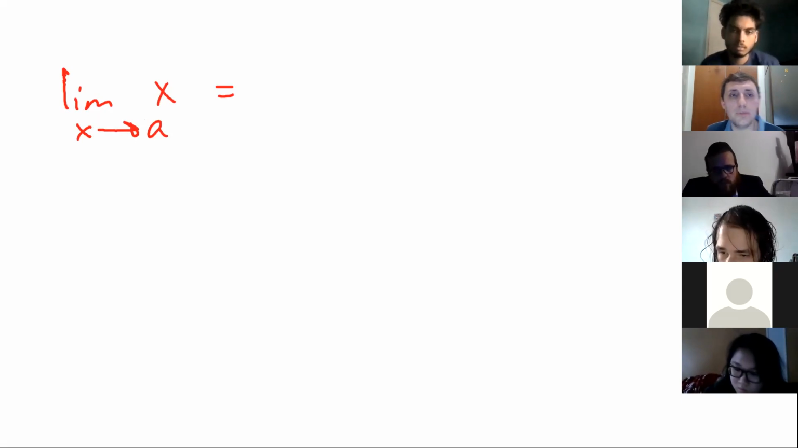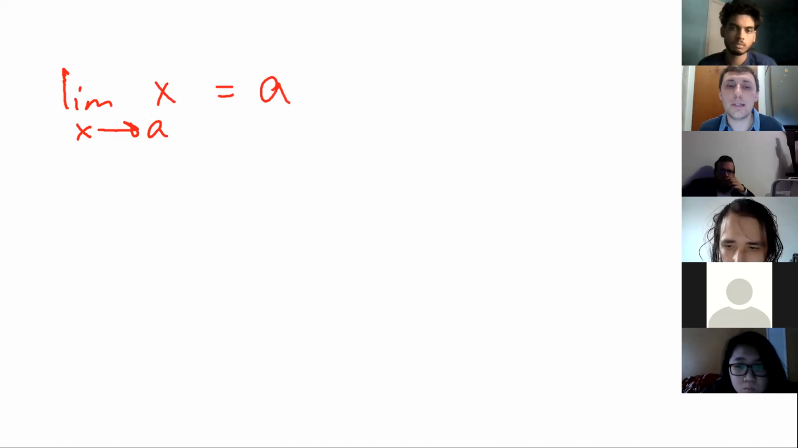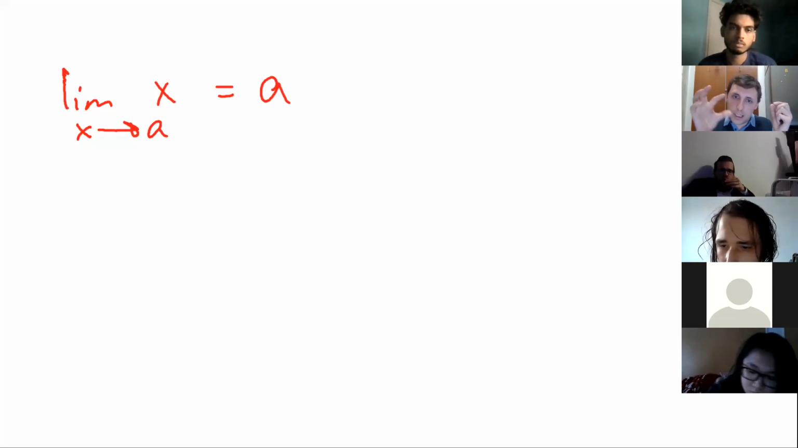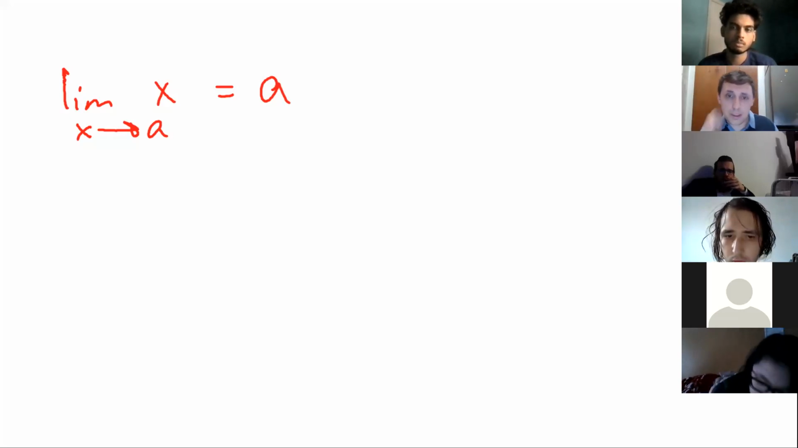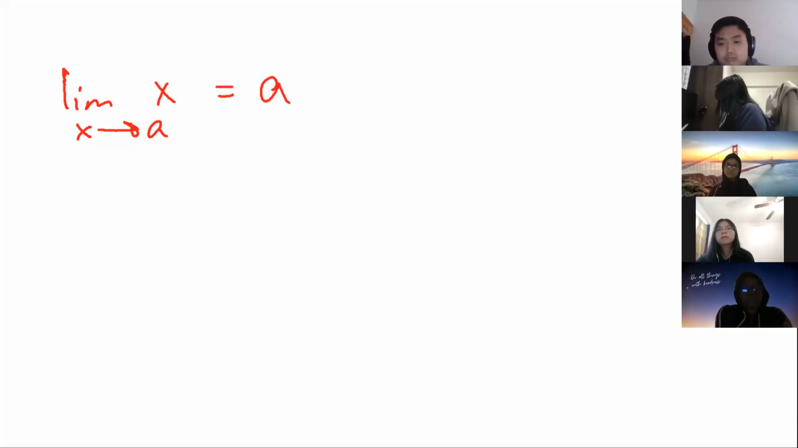Do you understand what this means? Why is this a? Would anybody wish to explain it to me? Why is the answer a? Exactly, it's tautological. If a number is getting similar to a, what is the number getting similar to? That's what this is saying, right? You're getting numbers that are getting similar to a. What are those numbers getting similar to? They're getting similar to a.